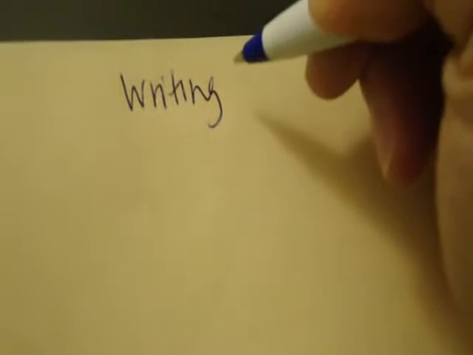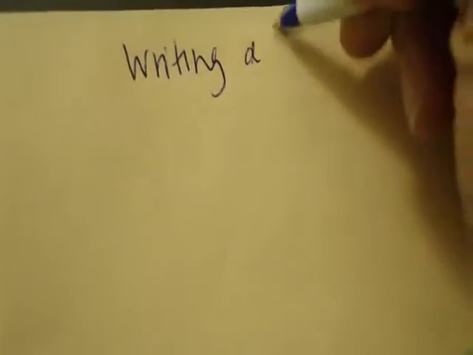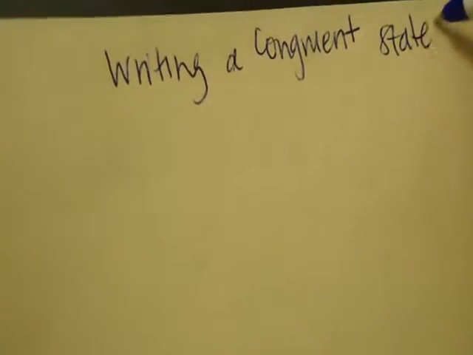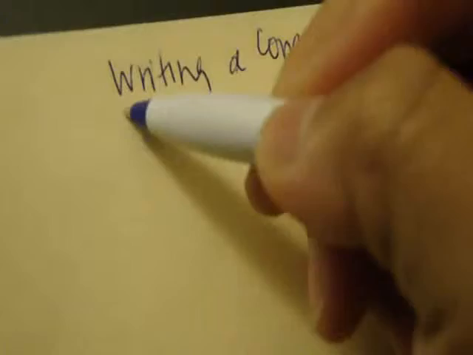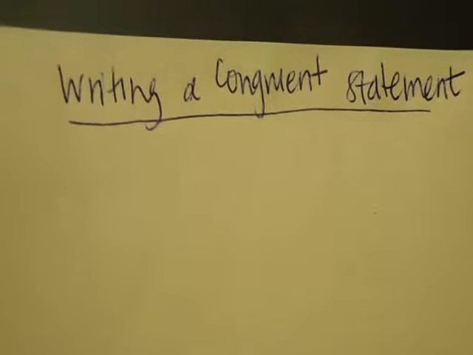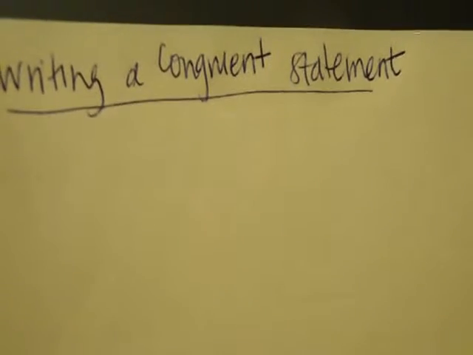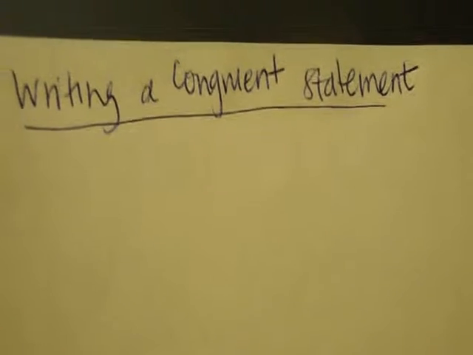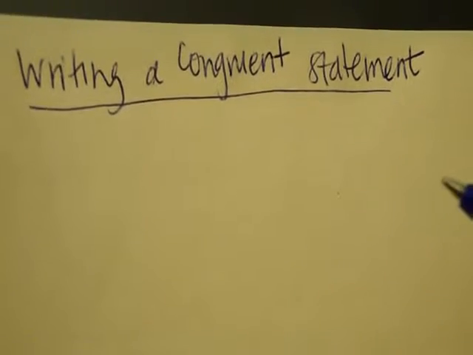And go ahead and title your paper, writing a congruent statement. And basically, when you're writing a congruent statement, you're just saying that two triangles are equal to each other. Okay? So say like we have these two triangles, triangle ABC and triangle DEF, and we're given a diagram of them. So we're given a picture of the two triangles. Let's go ahead and draw them.